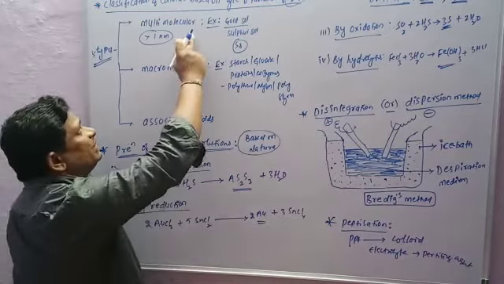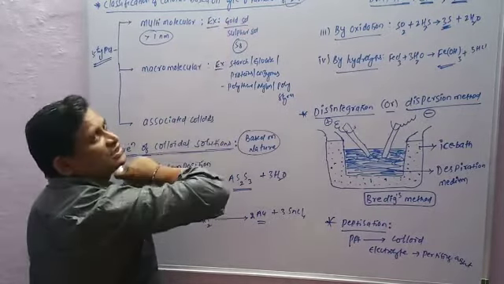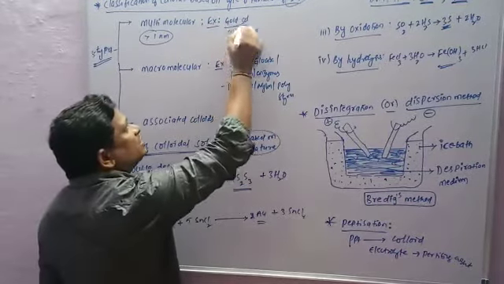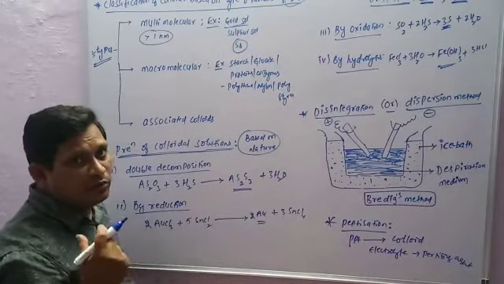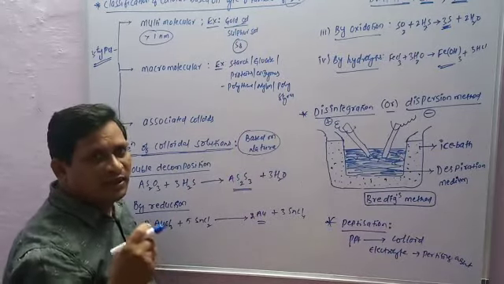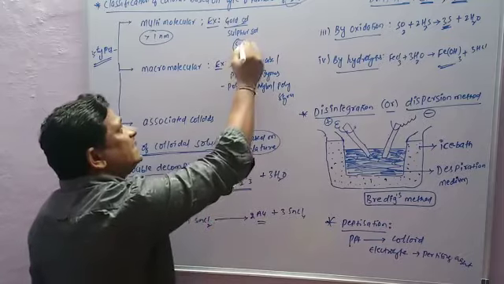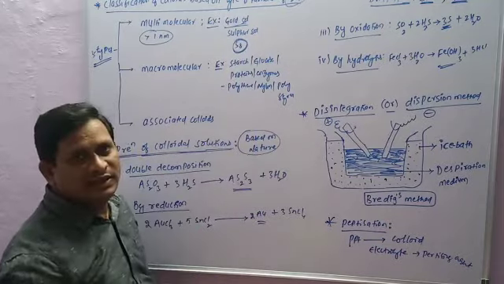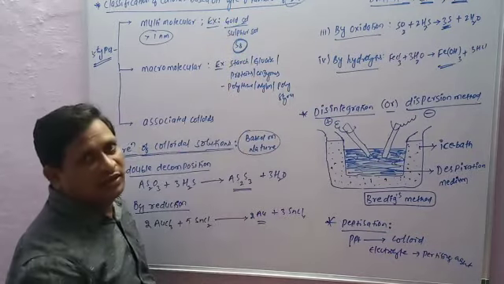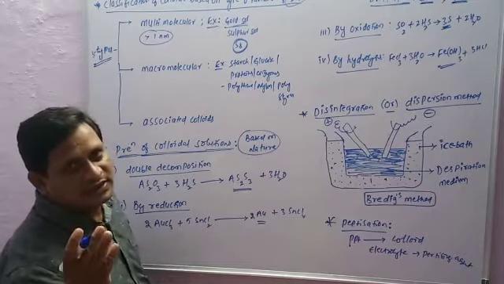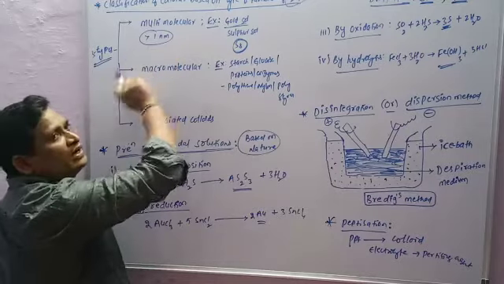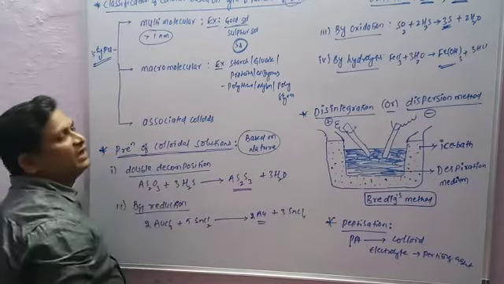The best examples of multimolecular colloids are gold sols and sulfur sols. Gold sol contains many gold particles. Same as sulfur sol, which consists of many sulfur atoms, for example S8, a homoatomic molecule. These are the examples of multimolecular colloids. It means these colloidal solutions' size is greater than 1 nanometer.